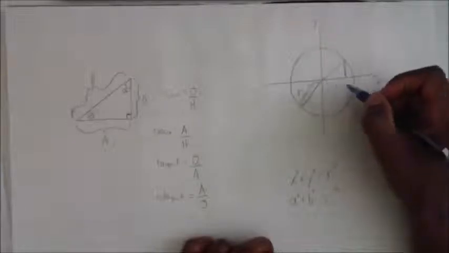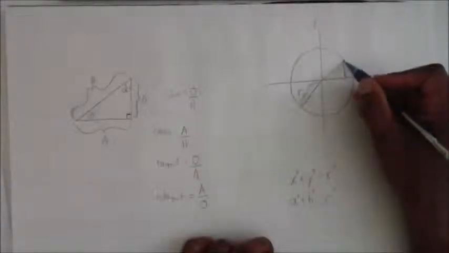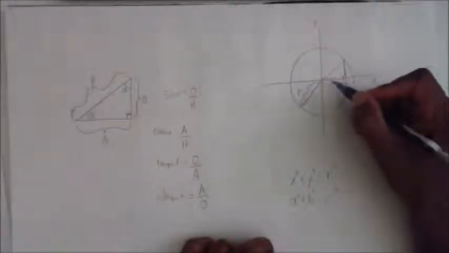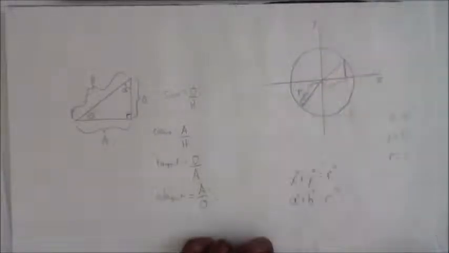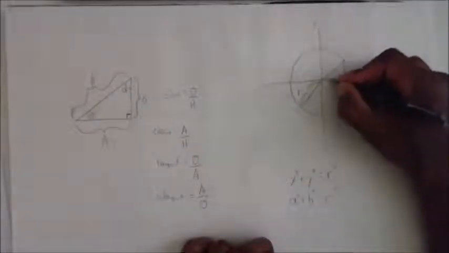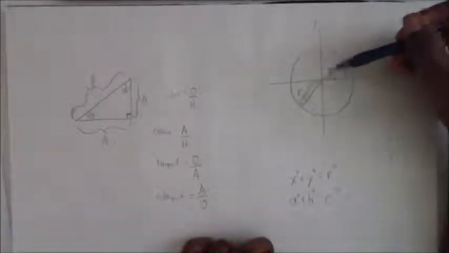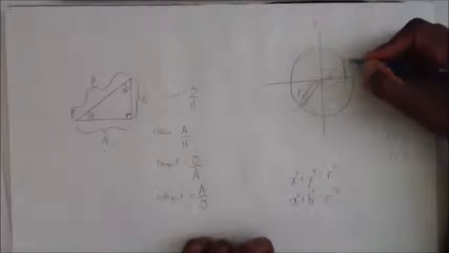The x coordinate, let's say for this point here, divided by the radius will be the cosine of the angle, with this being the angle. The y coordinate divided by the radius will give us the sine.